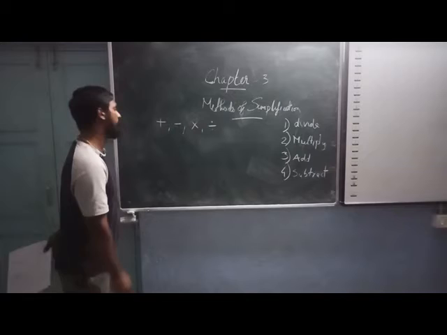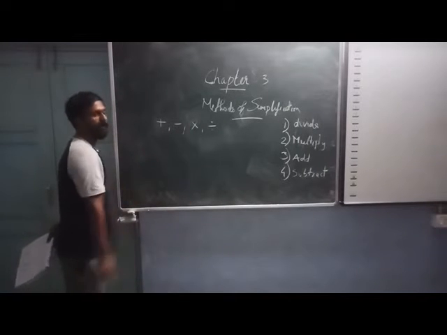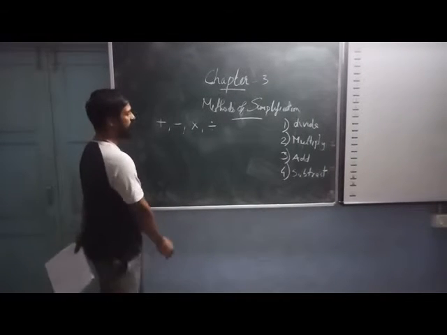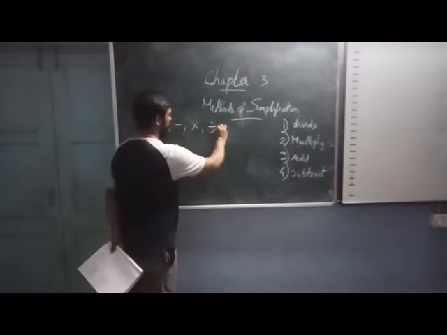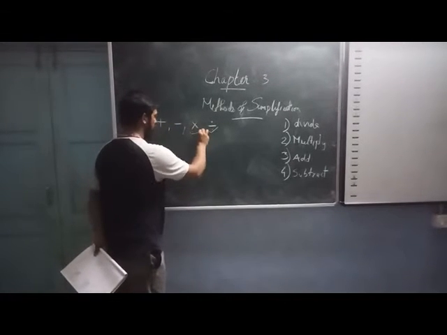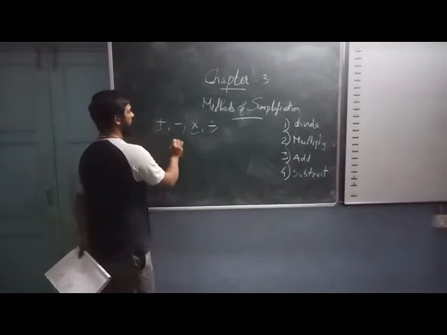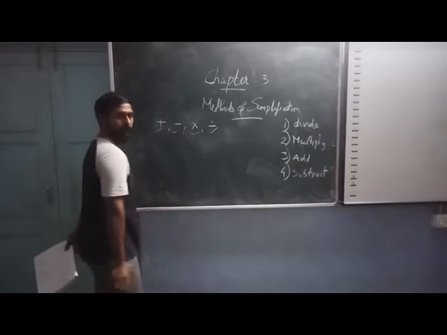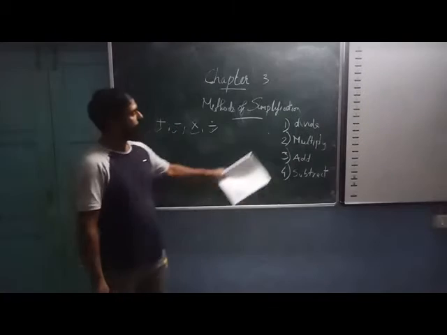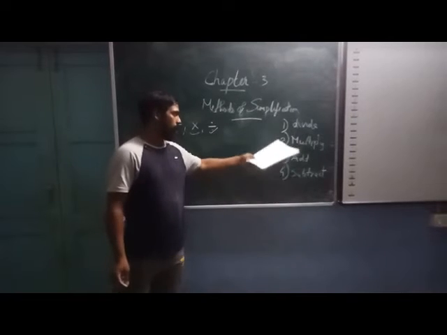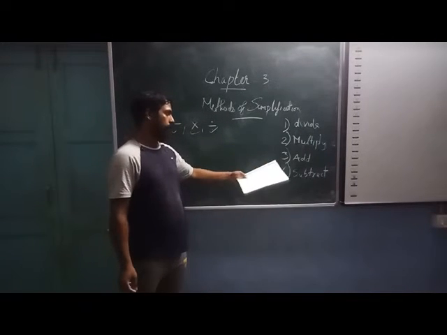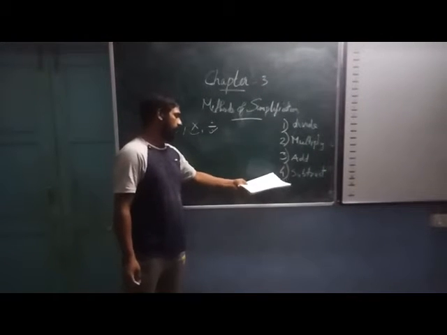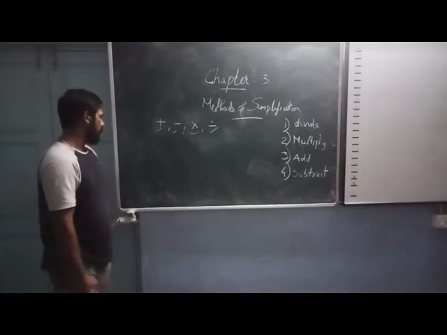Whenever you have a set of questions with all the operations, always first do division, then multiplication, then addition and finally subtraction. This is the order. You must remember this order. Always first divide, then multiply, then add, then subtract. Okay, so let us see.